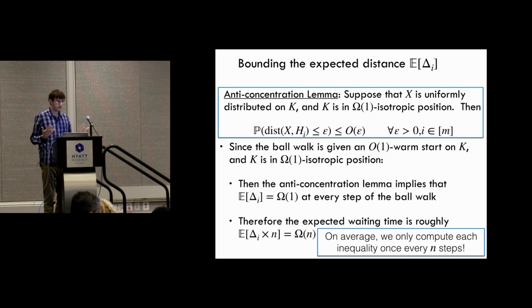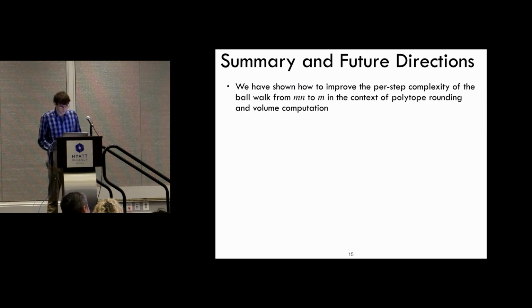So we've shown that on average, we only need to compute each inequality, the distance to each hyperplane of the polytope, once every n steps of the ball walk. In other words, on average we get an improvement of roughly a factor of n on the number of arithmetic operations needed to implement each step of the ball walk.